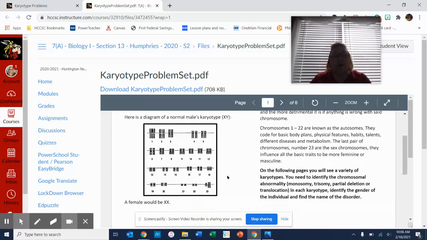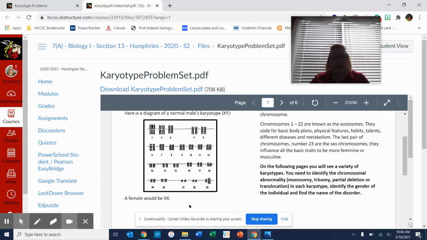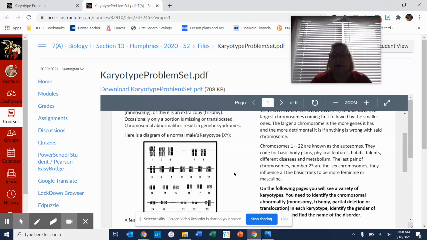So here is a normal male's karyotype. This is a normal human male. If you had a female, then the 23rd chromosomes, which are your sex chromosomes, would have two X chromosomes there. This is a Y chromosome. So if you had two X chromosomes, then you have a female.